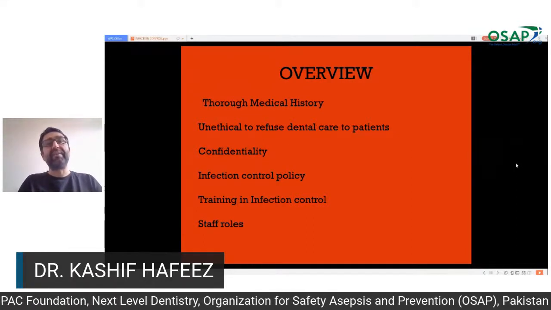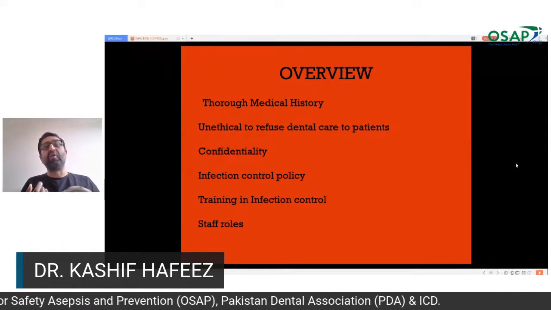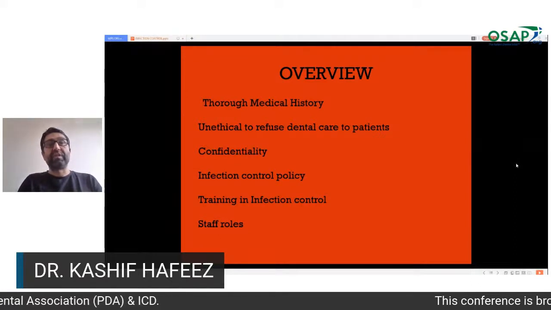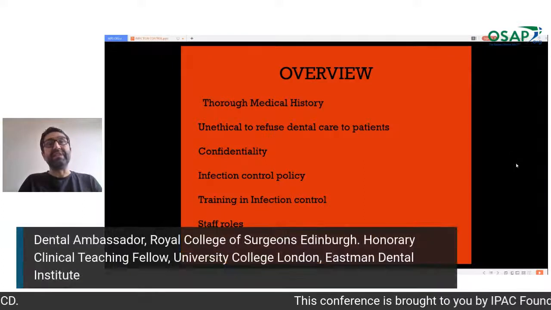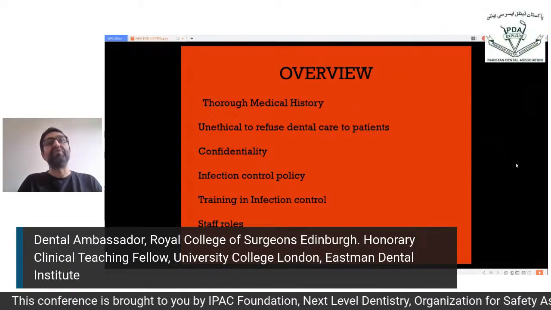Confidentiality is a very big issue in England, and all the medical history and all the patient notes have to be confidential within yourself and your practice. It's on a need to know basis. If you do not need to know the information, you shouldn't get it.